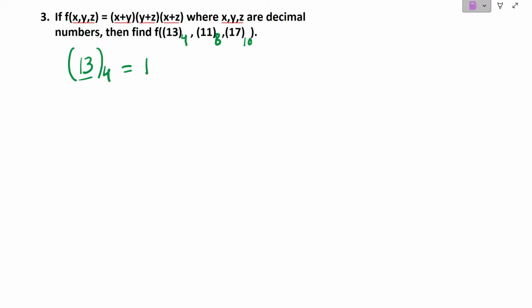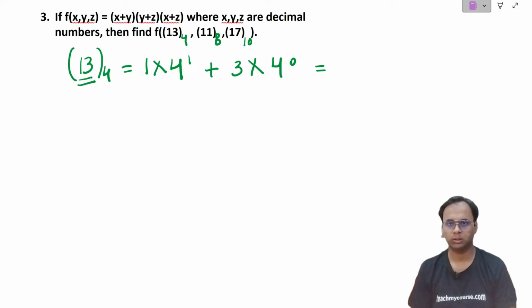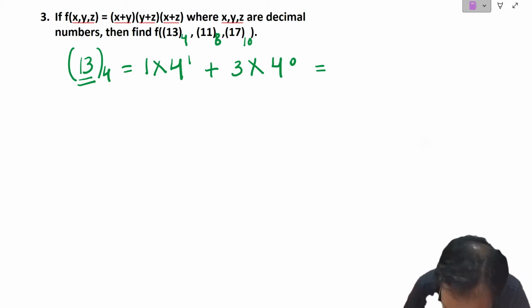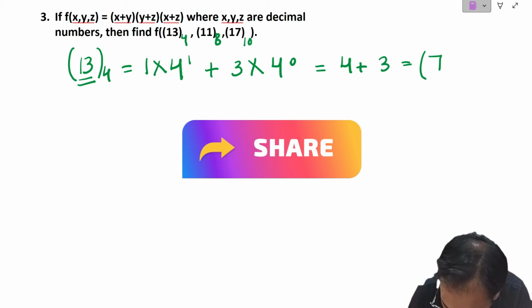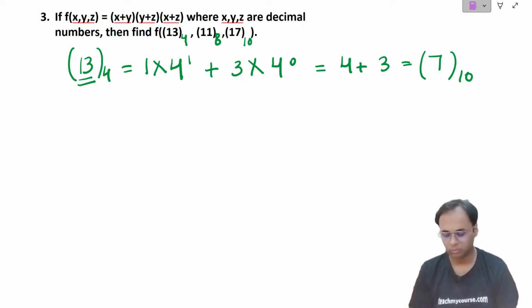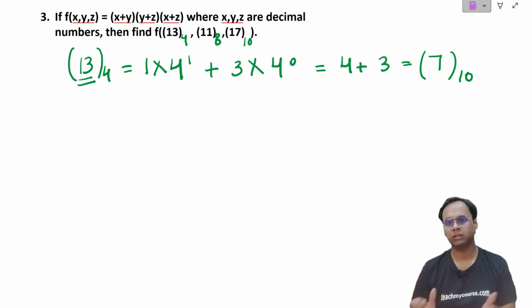We have two digits, 1 and 3. So 1 gets multiplied by 4 raised to the power 1, plus 3 gets multiplied by 4 raised to the power 0. This is the way of converting any number system to the decimal system. So it is 4 plus 3 equals 7 to the base 10. Now it gets converted to base 10. So what is 13 in base 4? That equals 7 to the base 10.